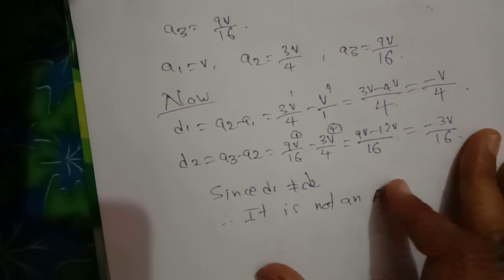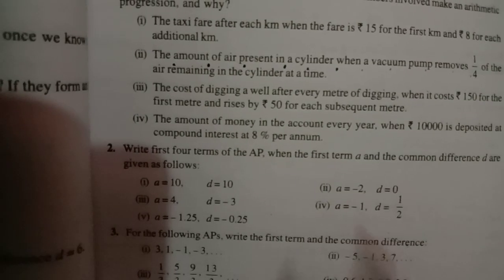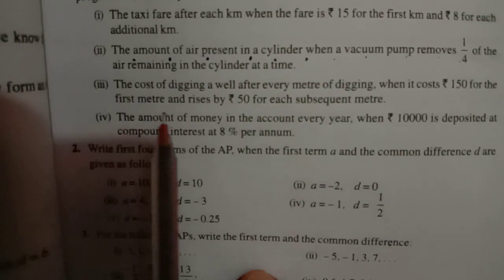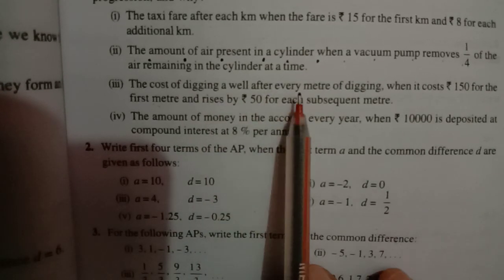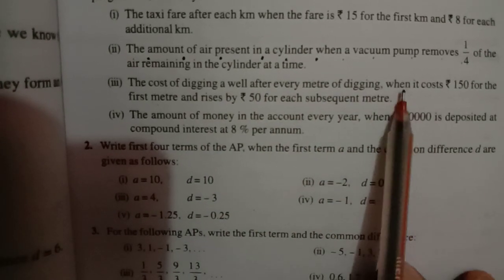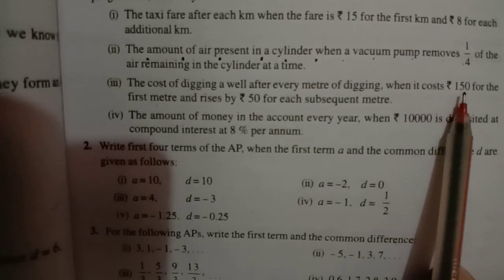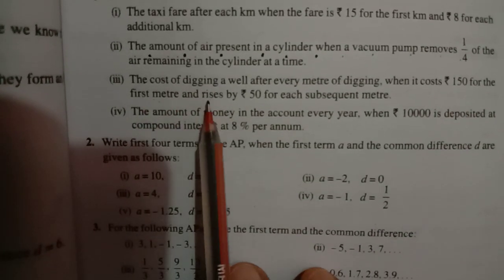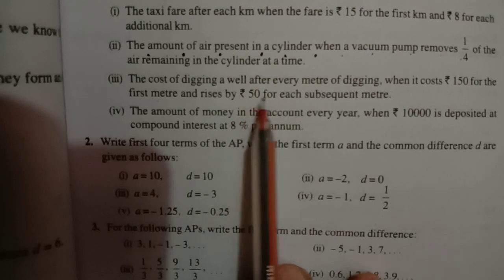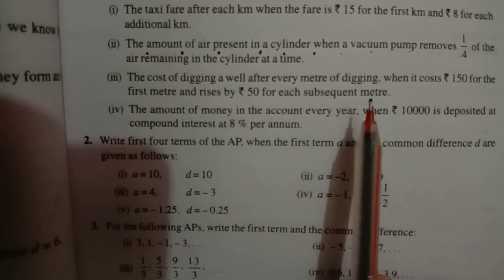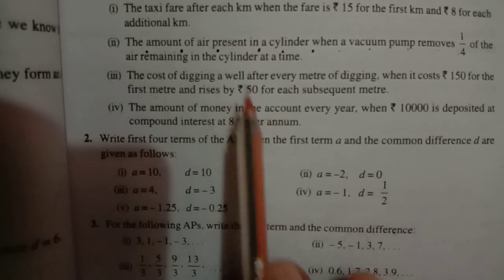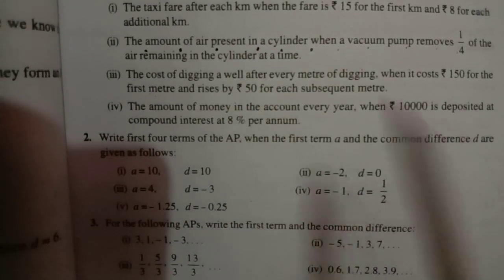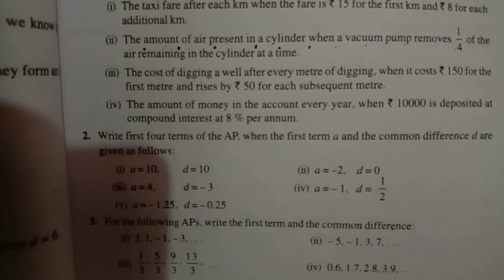Now let us see about the question number 3 in first main. So next question you can see here, question number 3. The cost of digging a well after every meter of digging, when it costs rupees 150 for the first meter and rises by rupees 50 for each subsequent meter. So we can observe here it is similar to the first question. So let us see how we can solve this one.